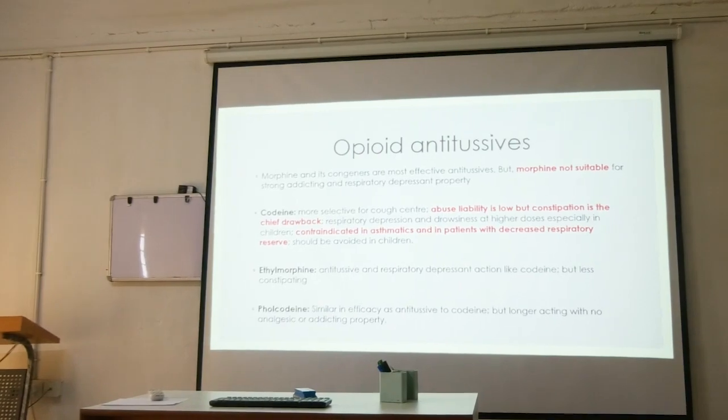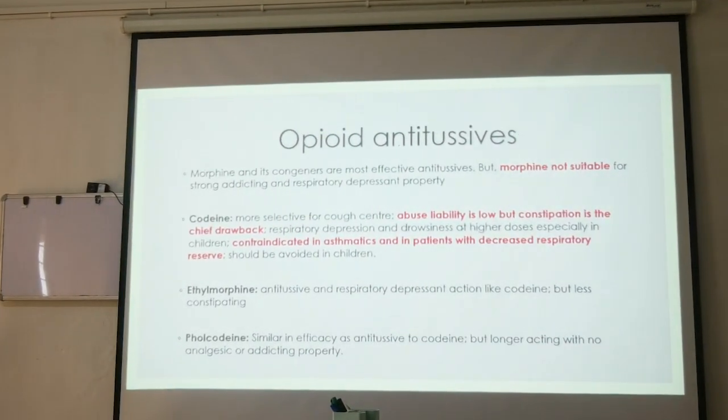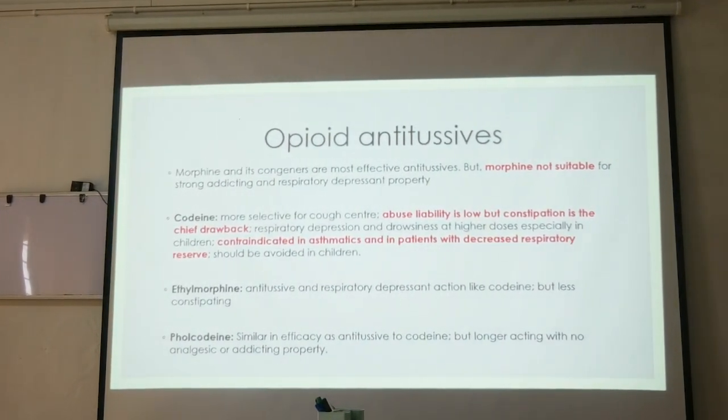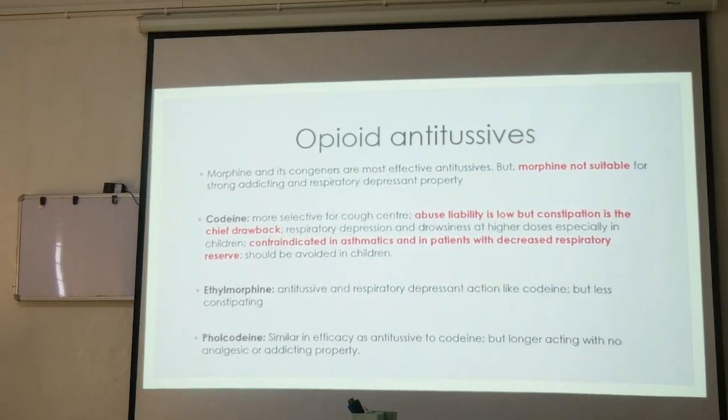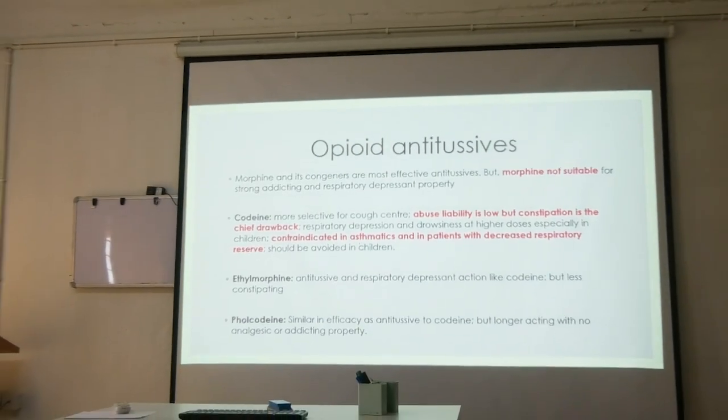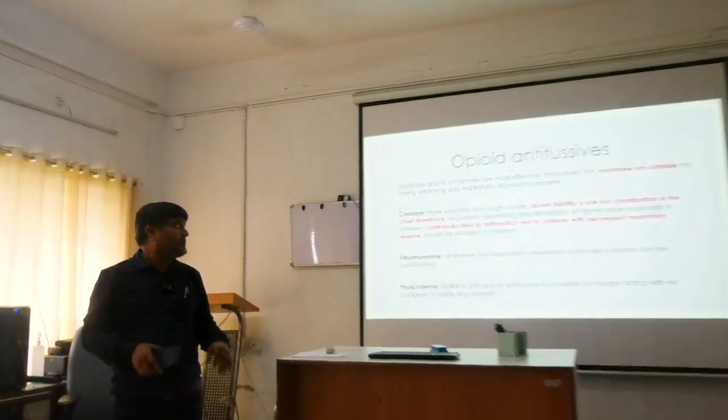Opioid antitussives: morphine and its congeners are the most effective antitussives. But the problem with morphine is that it has addictive liability and causes respiratory depression. So they are not used.